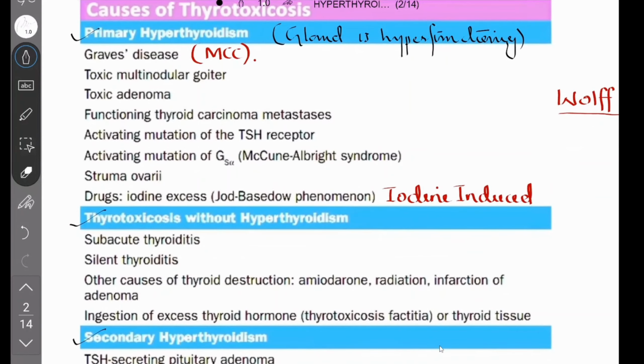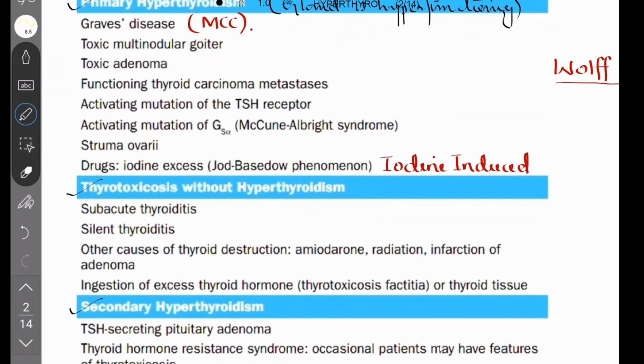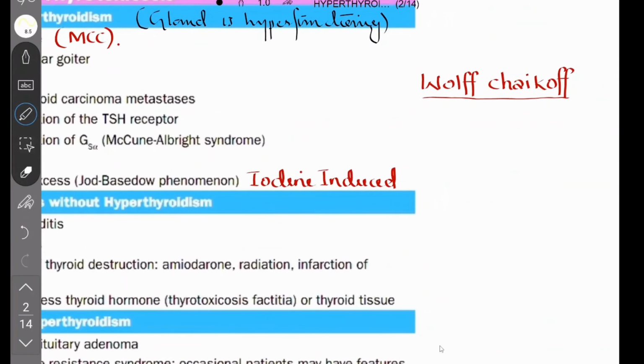So Graves' disease. Next comes toxic multinodular goiter, the toxic adenoma, functioning thyroid carcinoma metastasis, activating mutation of TSH receptors, activating mutation of GSA, that is McCune-Albright syndrome, struma ovarii, and drugs like iodine excess, that is the Jod-Basedow phenomenon, which means iodine induced hyperthyroidism. In Wolff-Chaikoff, it is iodine induced hypothyroidism.